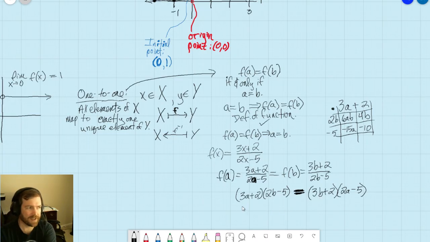So I tell them to do this. Again, you don't have to, obviously. It just helps organize if they don't know what they're doing. So again, 3a times 2b is going to get you 6ab.